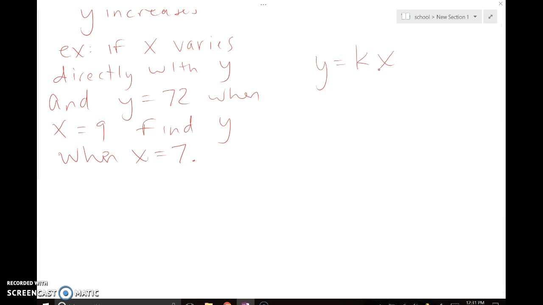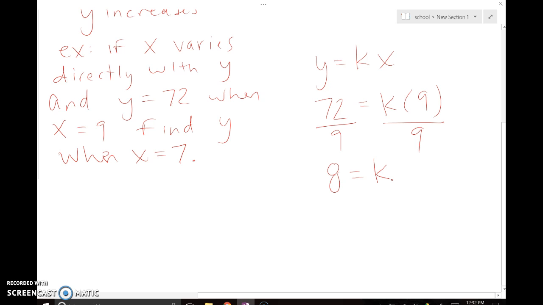All right, so here we go. When y is 72, x is 9. So there's the plugins for x and y. Now the only variable is k, so I'm going to just solve for k. No symbol here, so that means multiply. So how do I unmultiply? I divide. Divide both sides by 9. 72 divided by 9 is 8. So our constant is 8.